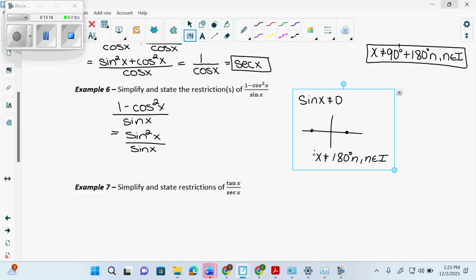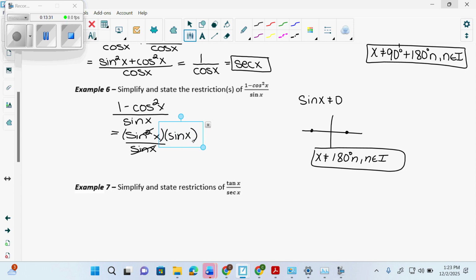And then the squared cancels off one of these sines. And if that doesn't make sense to you, sine squared x alone by itself is the same as sine x times sine x. So I could write it out twice that way instead, and then just cancel it off completely. And then I'm still left with the sine x.